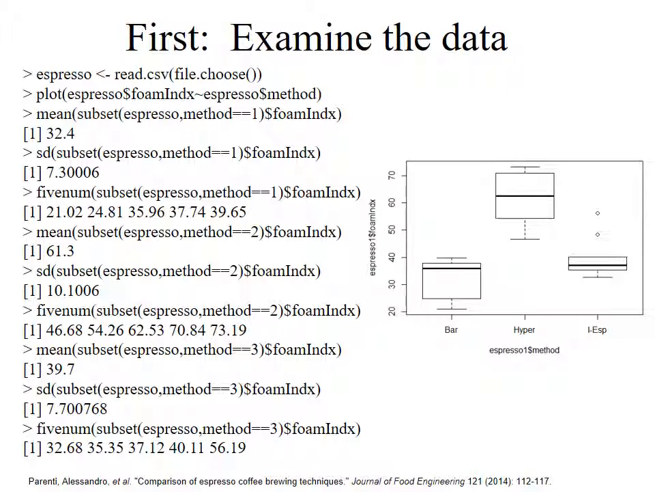And then espresso$method, that's the column where we just list these different methods: the bar, the hyper, and the espresso method. And so it gives me these side-by-side box plots. And this looks pretty good. It looks like we've got some pretty different things going on here. Notice that the bar method and the hyper method don't overlap at all. In the hyper method, every single data point was more than every single data point in the bar method. So hopefully we get statistical significance out of that.